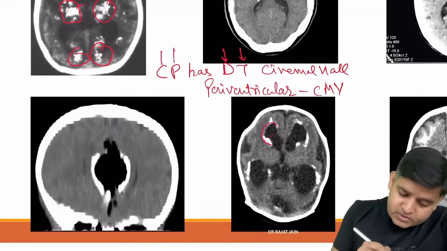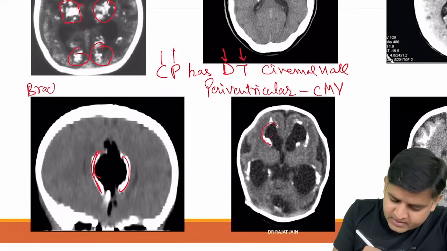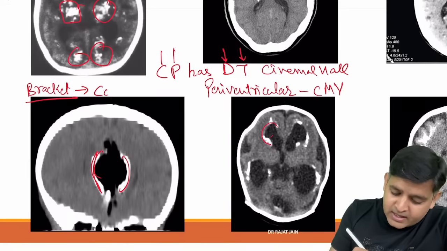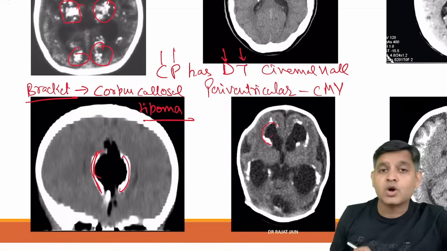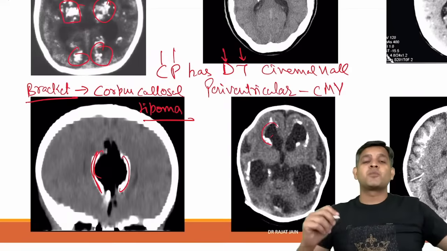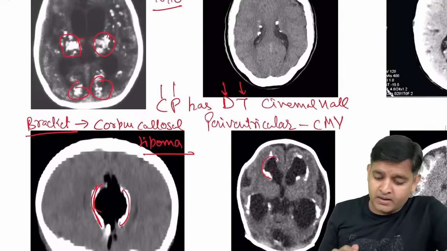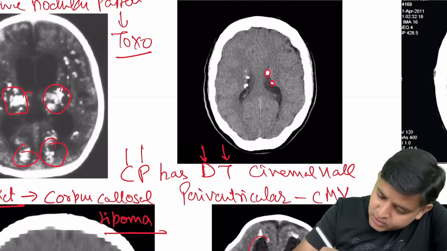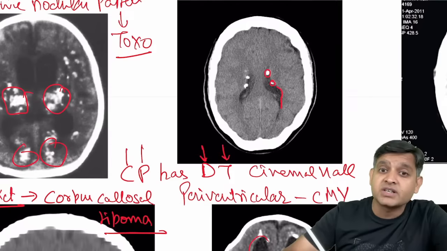Okay? Is pattern ko bracket pattern bolte hain. Bracket pattern is seen in corpus callosal lipoma. Isko periventricular se confuse nahi karna. In periventricular, there is a sheet-like calcification. Here you see small calcific nodules.